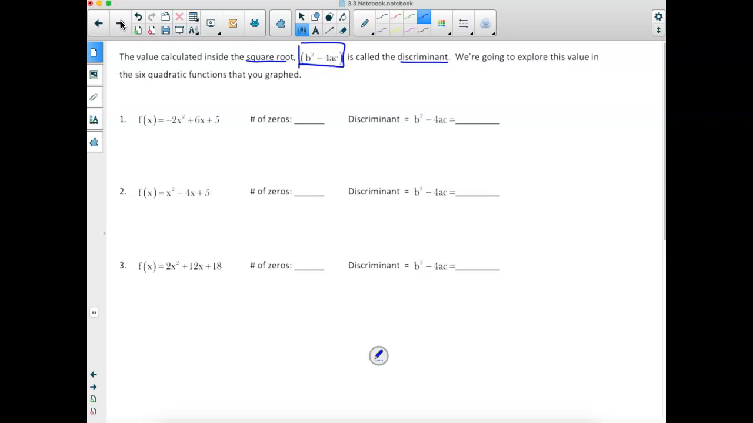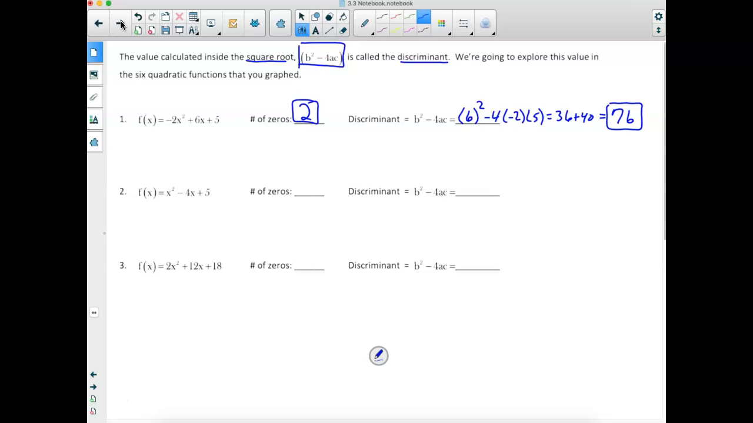We're going to explore this value in the 6 functions that we graphed. If I look back in your note sheet, number 1 had 2 zeros. Well, if it had 2 zeros, what did our discriminant have for us? We just did that one above, where we took 6 squared minus 4 times negative 2 times 5. That gave us 36 plus 40, which gave us 76. So when I got the number 76, I had 2 solutions, or 2 zeros.